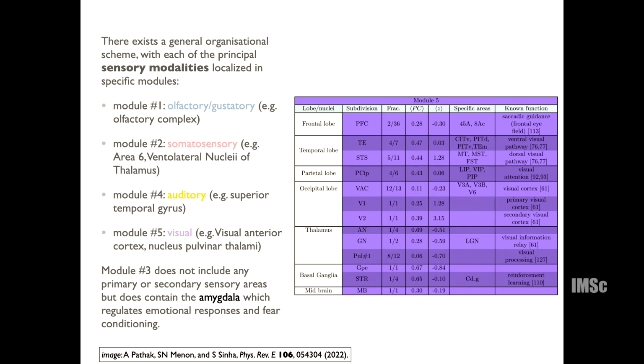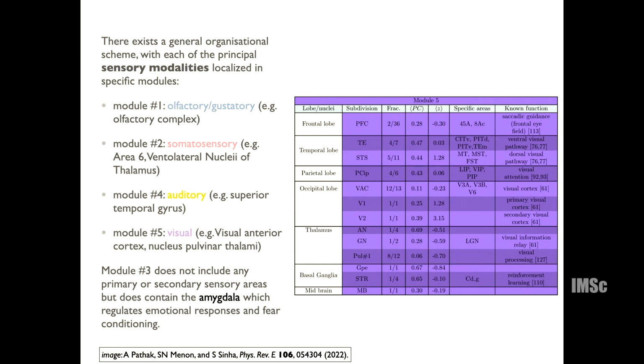It appears that there's some sort of sensory modality which is localized in module number 5. Module number 5 seems to be visual, and we did the same thing for the other modules, module 1, 2, and 4, and we said, okay, module 1 seems to be strongly associated with the olfactory or gustatory senses, and then module 2 somatosensory, module 4 auditory, and so on. And these are just some examples of some regions found over there.